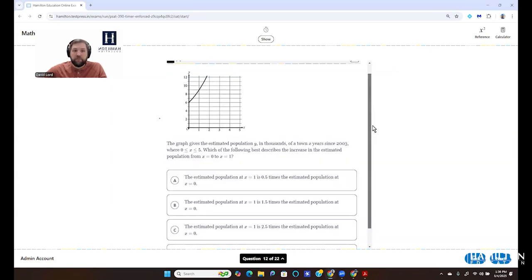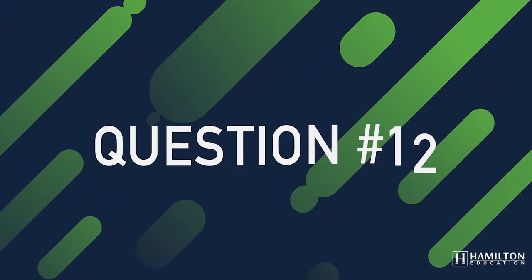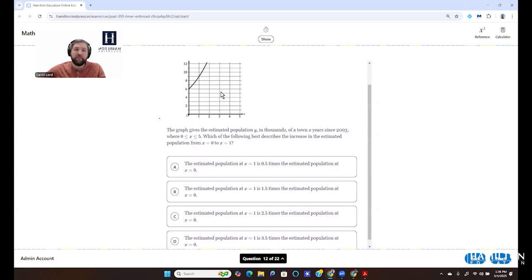Question 12. So we have a portion of the graph above, and we're looking to make some estimation or interpretation of the graph. The graph gives the estimated population y in thousands of town X years since 2003, where x is between 0 and 5. So this is 2003, and then 5 years later is 2008.